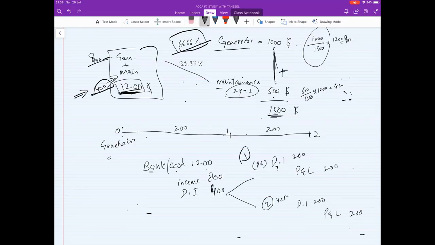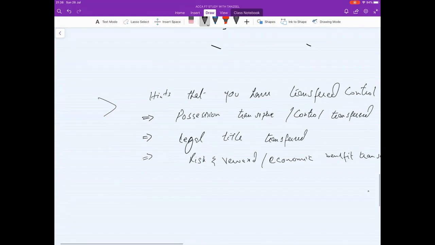The amount which belongs to the generator I will book at the same moment, but the deferred income I will keep, and after 1 year I will reverse it, and in the second year I will reverse the next stage. So the last stage is to book the revenue.